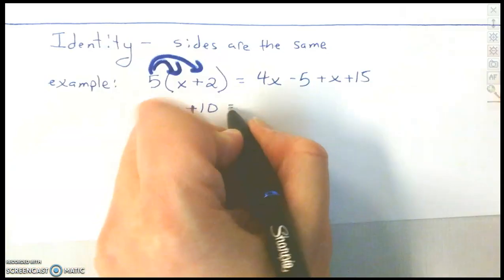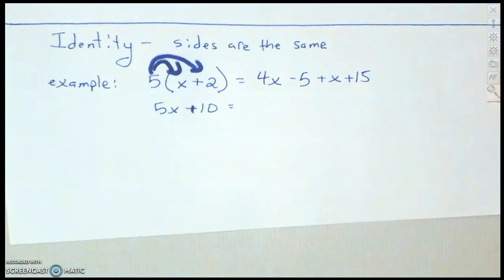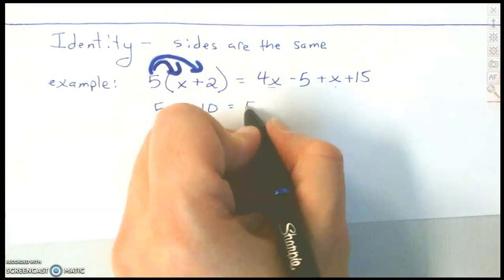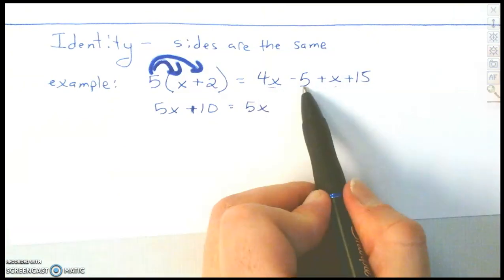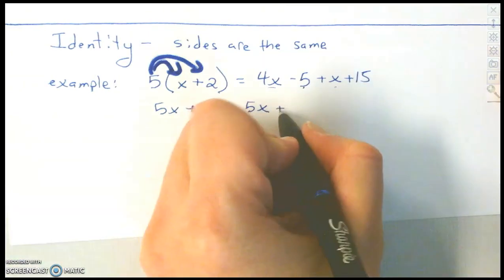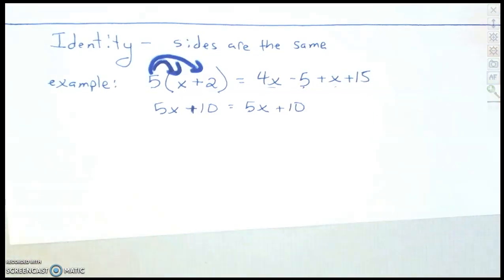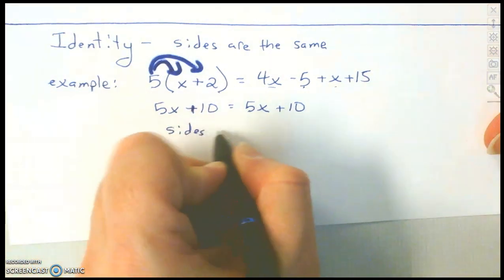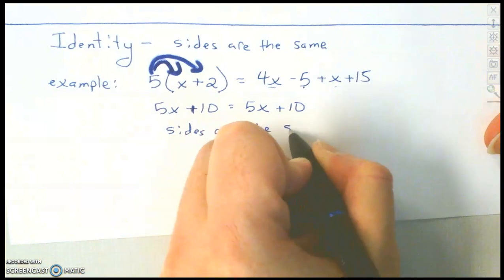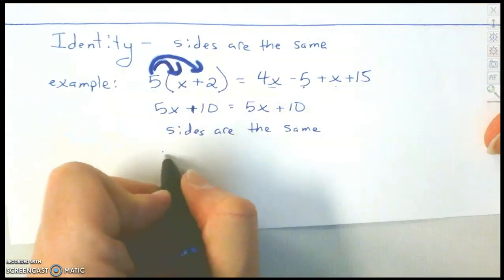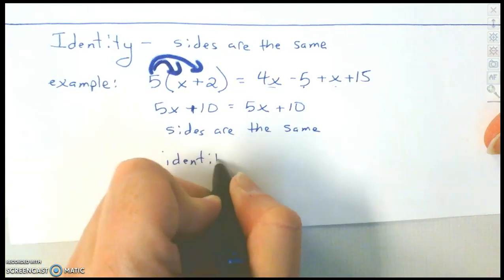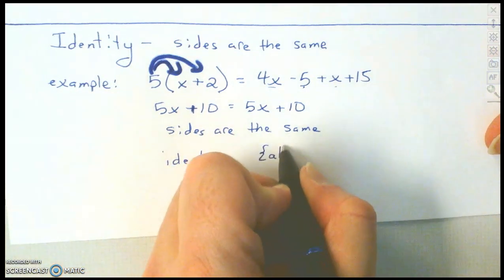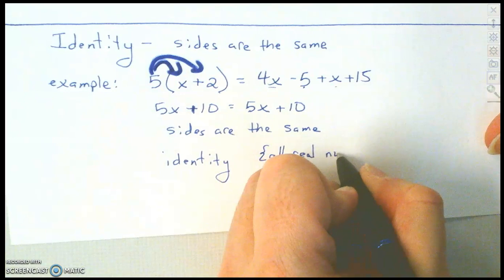And what about the right-hand side? On the right-hand side, we're going to combine like terms. So 4x and an x makes 5x. Minus 5 plus 15 makes 10. And now we can look at them, and we can see that the sides are the same. So that makes it an identity. And the solution set for your identity is going to be all real numbers.